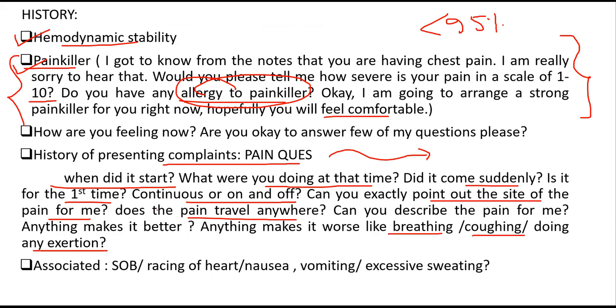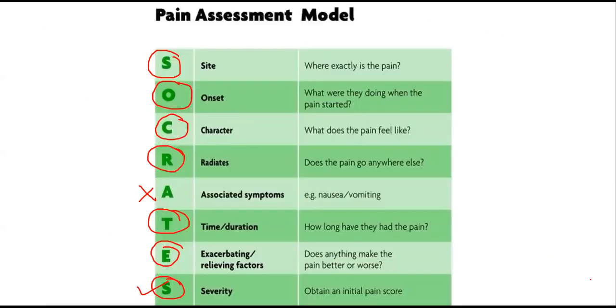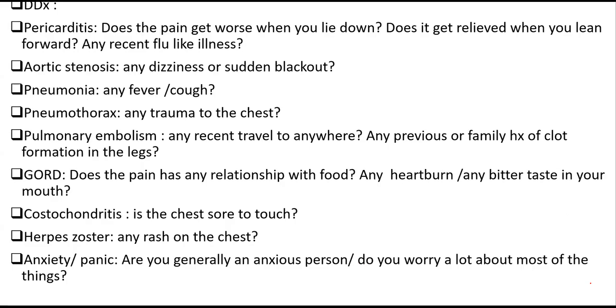Okay. Once you have done the chest pain questionnaire, you go to the associated questions. Along with the chest pain, do you have any shortness of breath, any racing of the heart, any nausea, vomiting, or excessive sweating? This is basically your myocardial infarction question. Once you have asked those, you will move on to some other differential diagnoses.